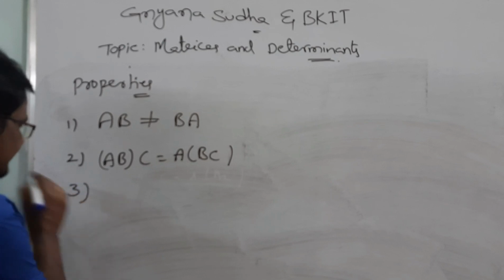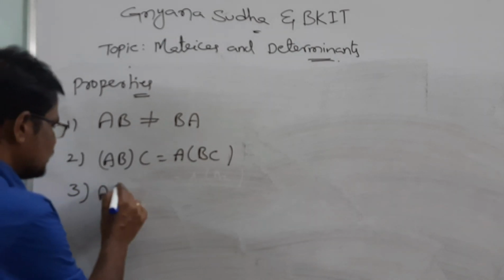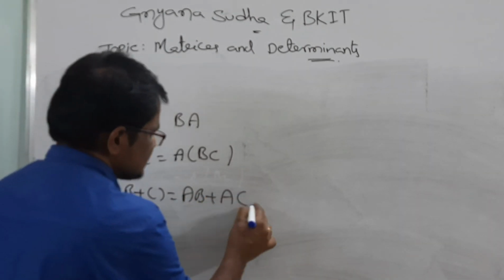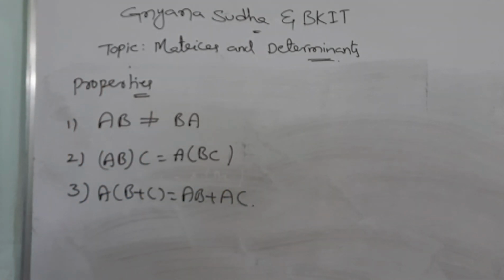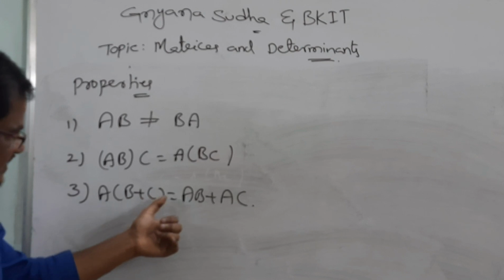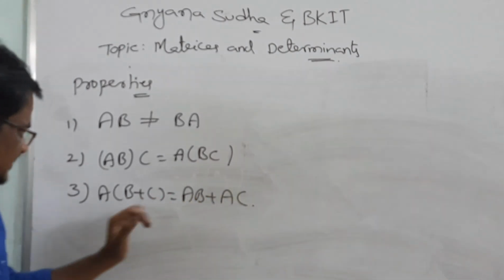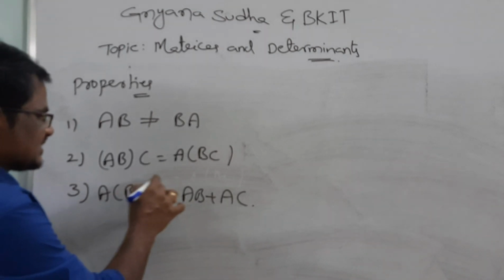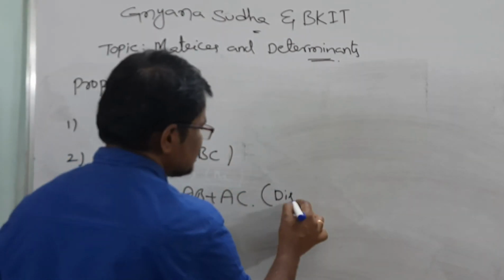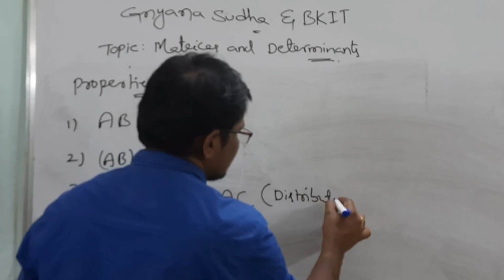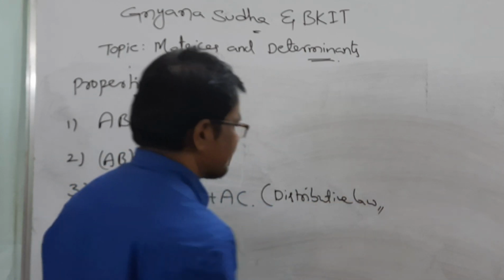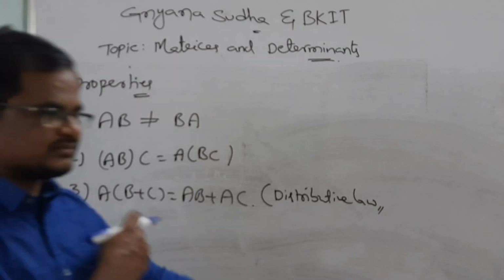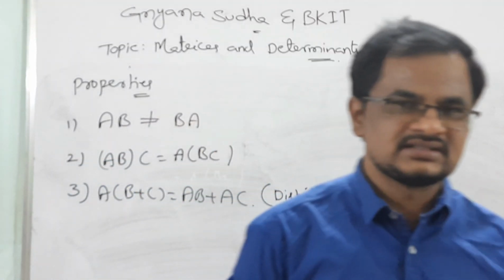Next, the third one: A into (B plus C) equals AB plus AC. If you multiply these two plus multiply these two, both are the same. This is nothing but the distributive law. Okay.